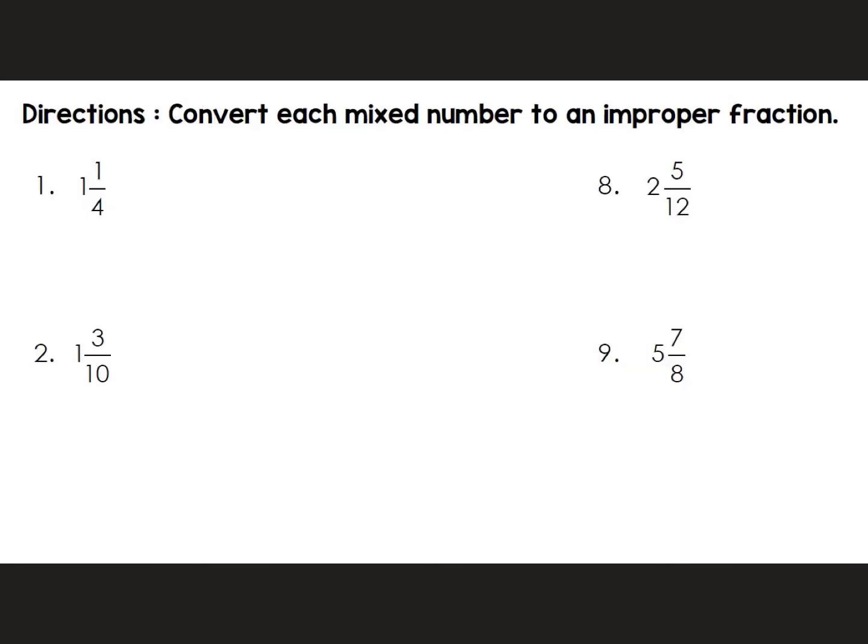Okay, so I know that was pretty quick. So let's practice these 4 together. What I'm going to do is multiply my denominator times the whole number. That is 4 times 1. Then I have to add my remainder. The entire time, my denominator stays the same. So 4 times 1 is 4. Now add it to my numerator, and I have 5/4.